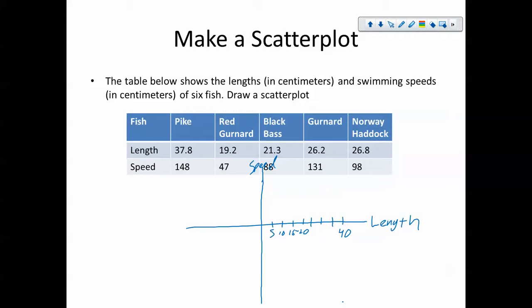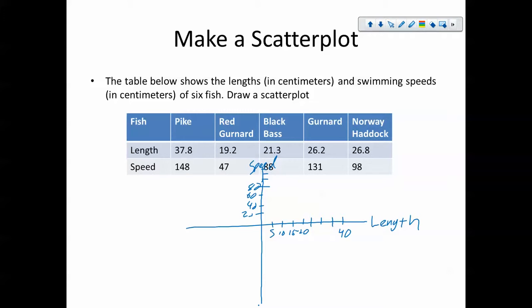My speeds, I've got numbers as low as 47 and as high as 150, so I need to make that scale a little bit bigger. I'll probably go by 20s: 20, 40, 60, 80, 100, 120, 140. So this is by 20s. And it's okay to have them have different scales. We need them to scale appropriately.